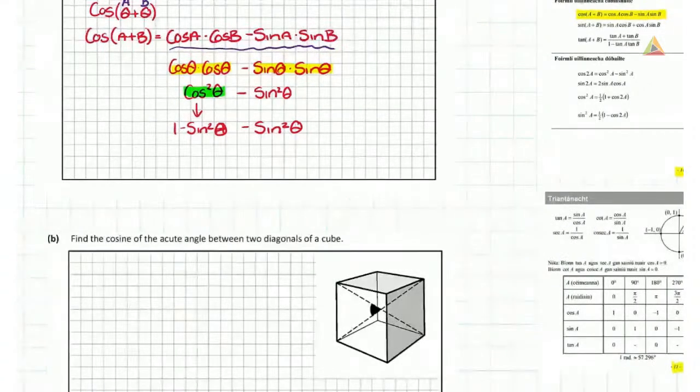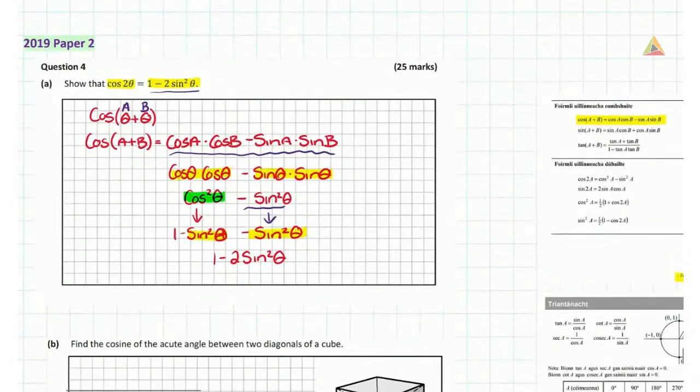And obviously this is just coming down there also. So putting like terms together, we have a minus sine squared theta and a minus sine squared theta. That's giving me 1 minus 2 sine squared theta, and that is exactly what we wanted to have up here on the right hand side.